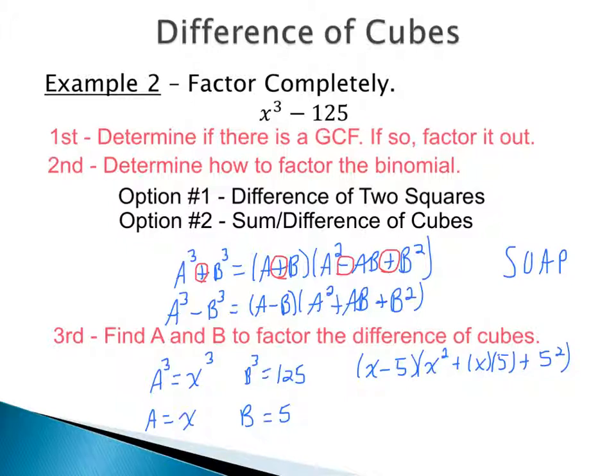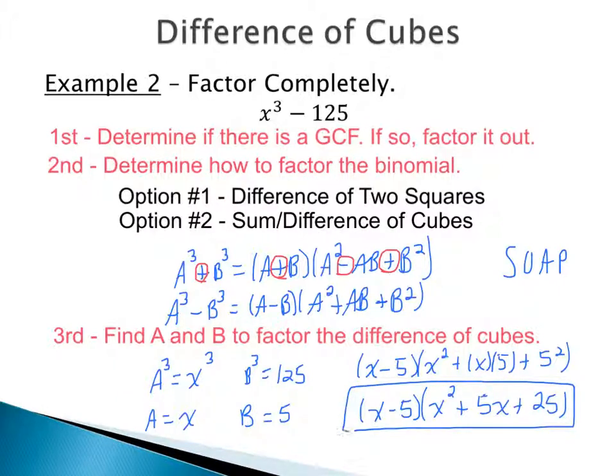And we do want to simplify the inside of that second parenthesis, so we have x minus 5 stays, x squared is going to stay x squared, and then x times 5 is 5x, plus 5 squared gives you 25. And this is fully factored, so although we have a binomial times a trinomial, that trinomial won't be able to be factored anymore. So this is your answer.